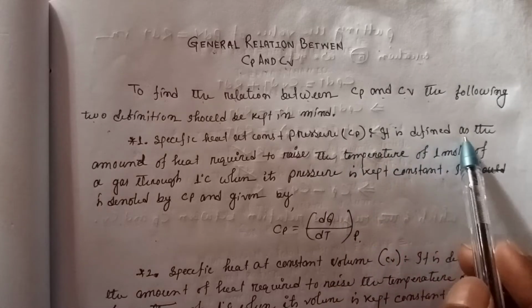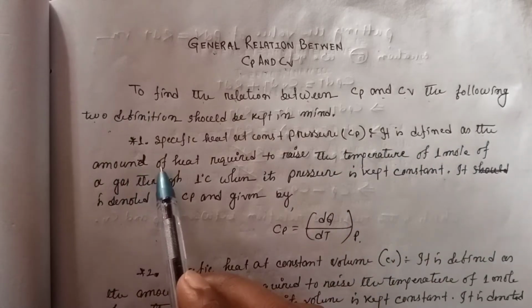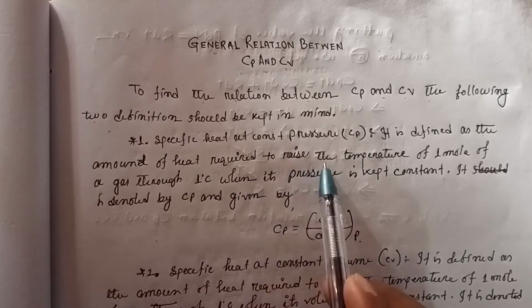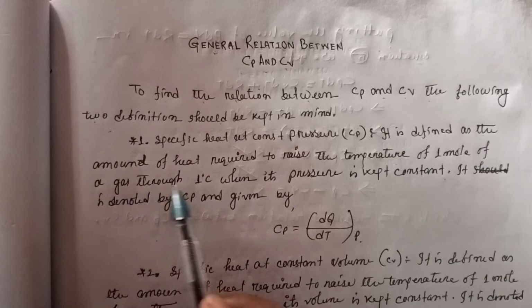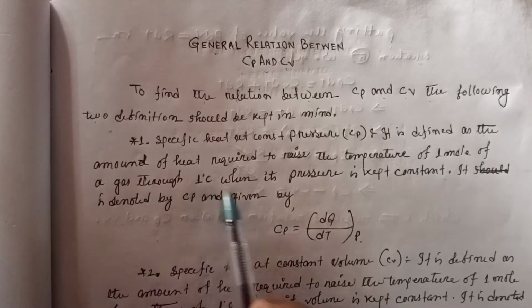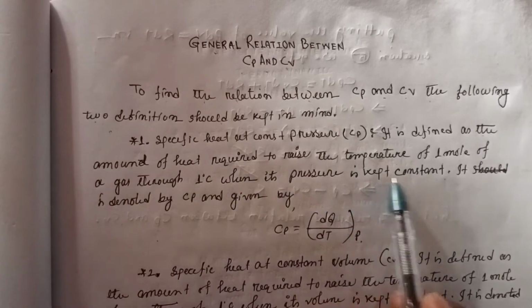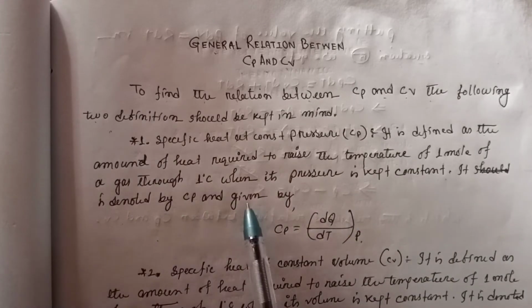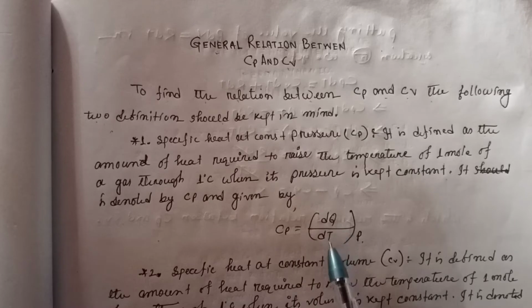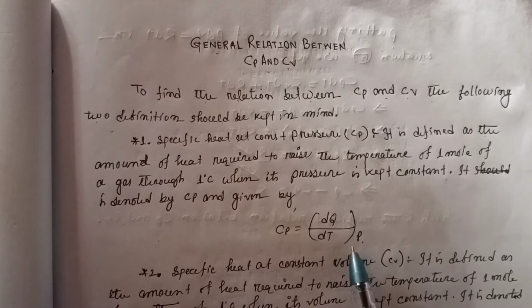It is defined as the amount of heat required to raise the temperature of 1 mole of a gas through 1 degree Celsius when its pressure is kept constant. It is denoted by Cp and given by Cp equal to dq by dt at constant pressure.